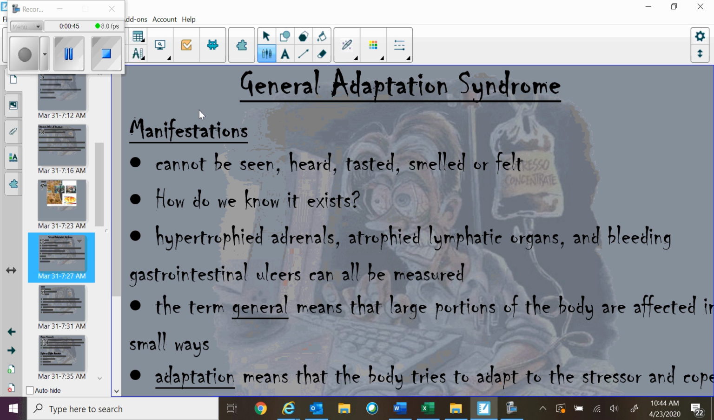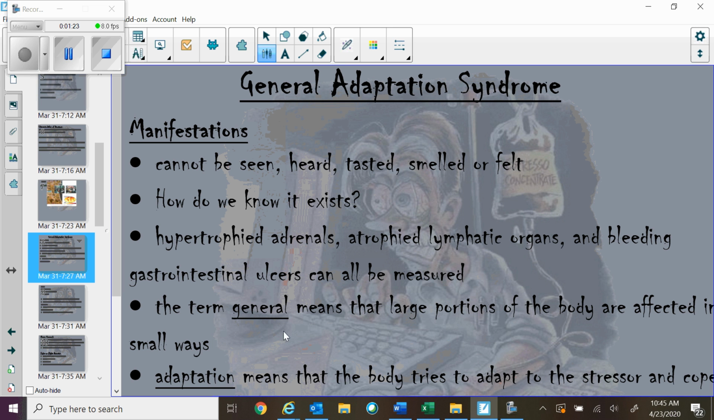So manifestations. Can't see this, hear it, taste it, smell it, or feel it. We discussed via WebEx this morning how Selye had those objective responses in the rats, whereas Cannon more or less just described stress 22 years prior. So how do we know this exists? We see hypertrophy in the adrenal glands. That's the large or the growing adrenal glands. Lymphatic organs are smaller, and the ulcers in the belly are going to be present.